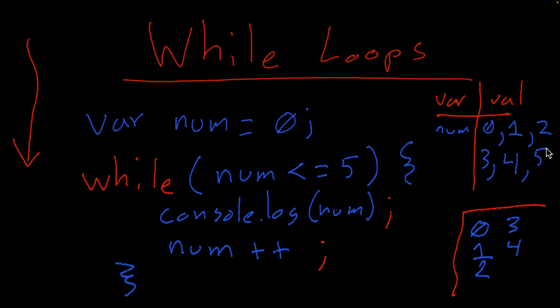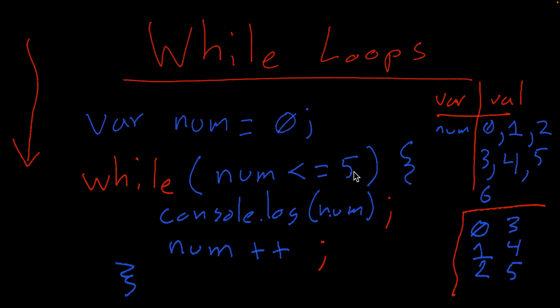5. Is 5 less than or equal to 5? Yes, 5 is equal to 5. So then we console log num, console log 5. And then increase it again. We increase num, so then in our memory, num is 6. And then we ask, is num less than or equal to 5? No. And then you don't log 6.